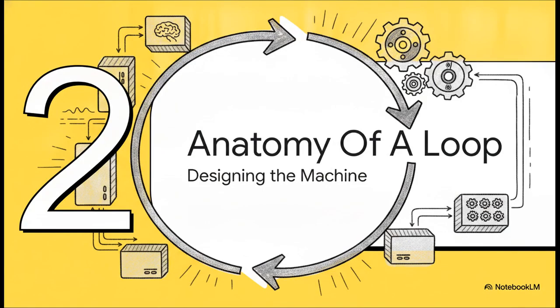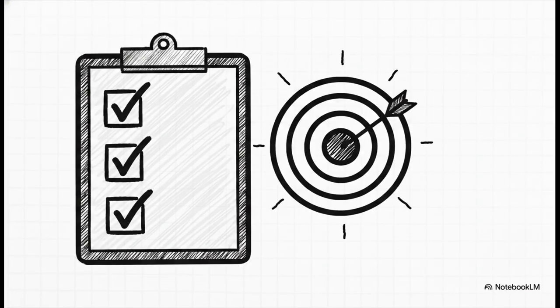Moving on to section 2, anatomy of a loop, designing the machine. So, getting past the theory here, we need to mechanically deconstruct the loop. Because a loop isn't just running a model over and over again. It needs a very specific structure. Otherwise, it breaks in ways you won't even understand.